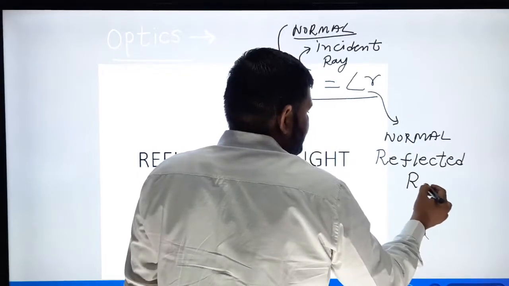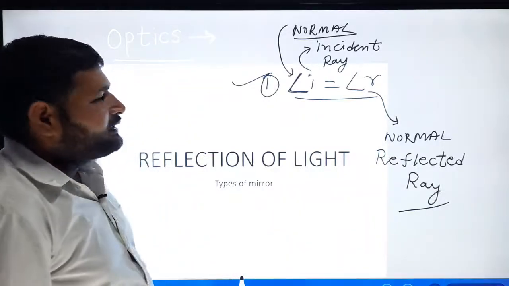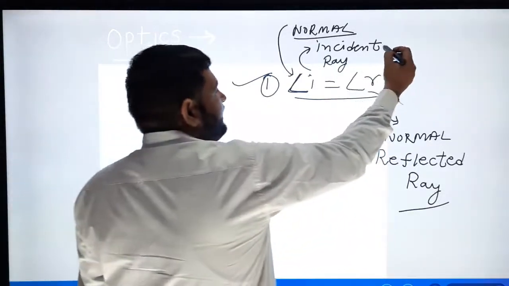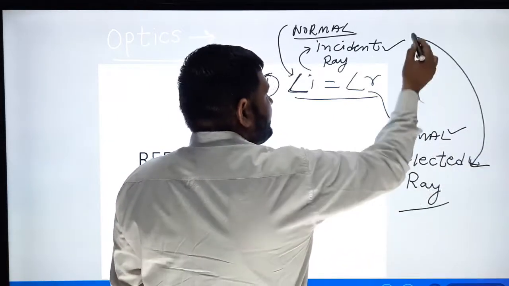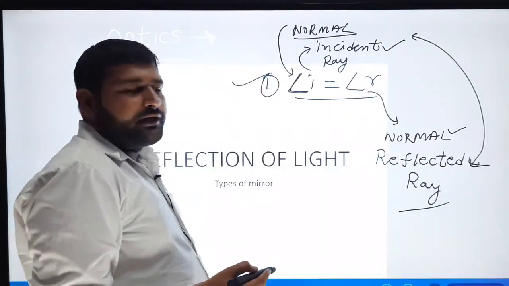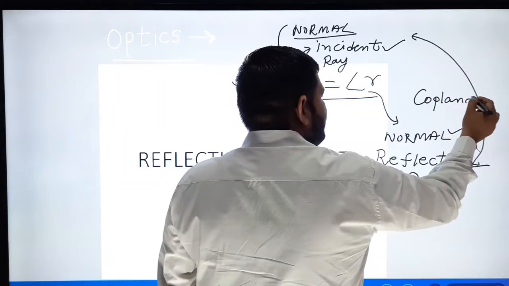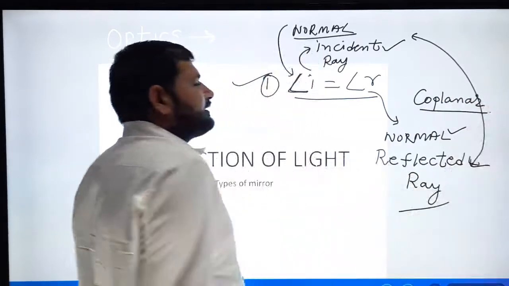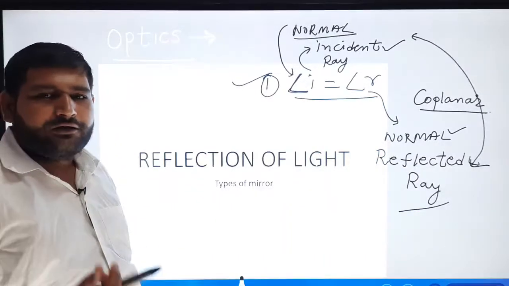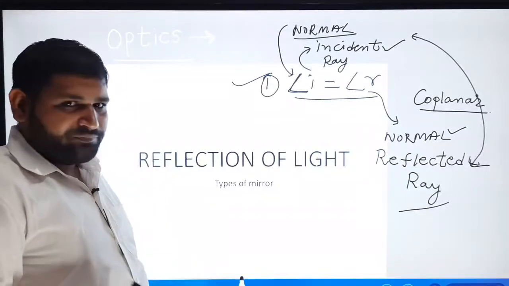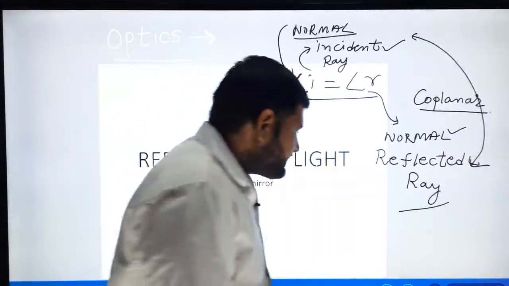So first law states that angle of incidence is equal to angle of reflection, and second law is incident ray, reflected ray and normal, these three all lie in the same plane, or in other words we can say that incident ray, reflected ray and normal all are coplanar or exist in the same plane. So that was the quick revision of laws of reflection that we have studied in the previous video.